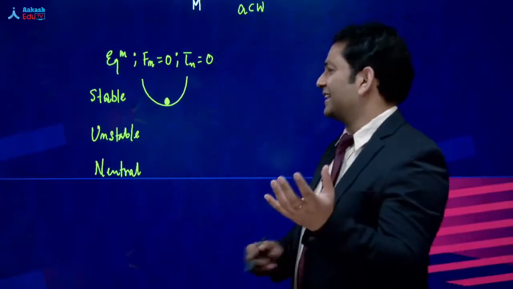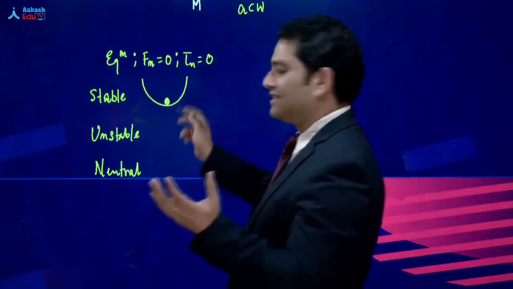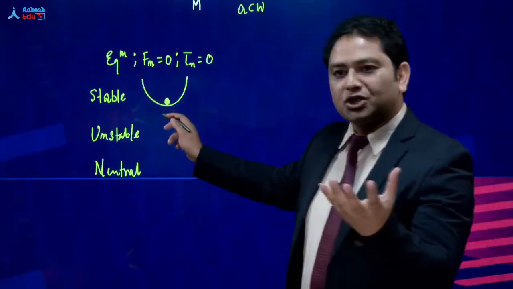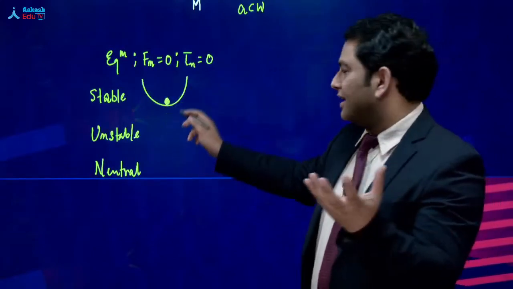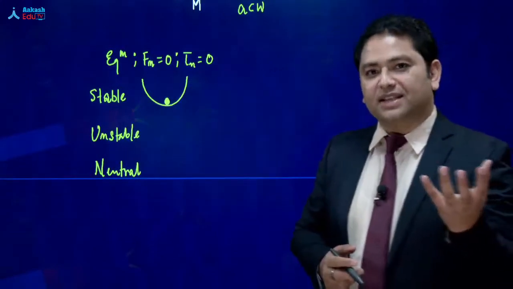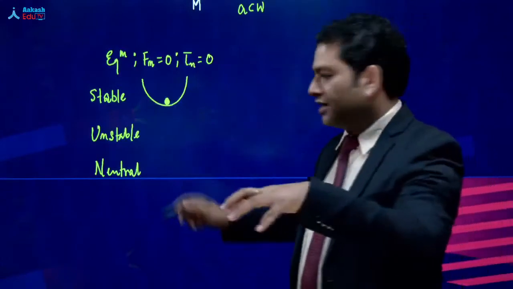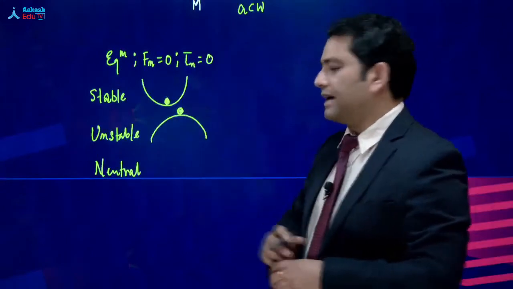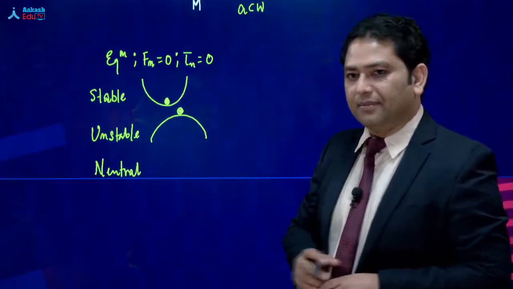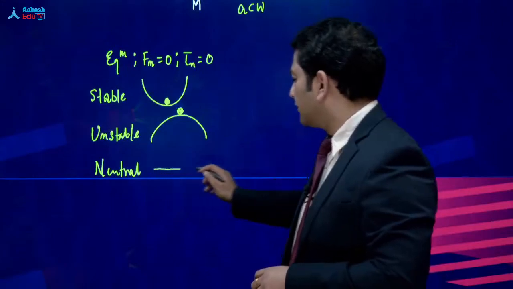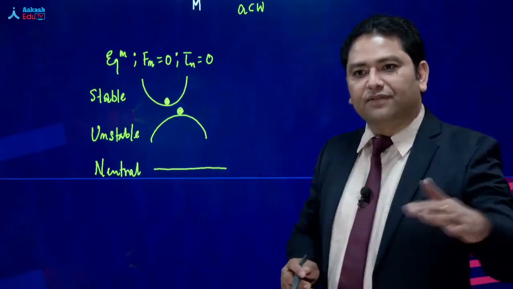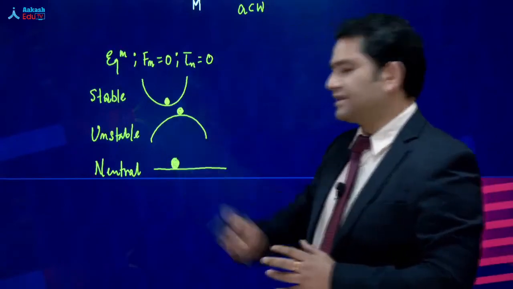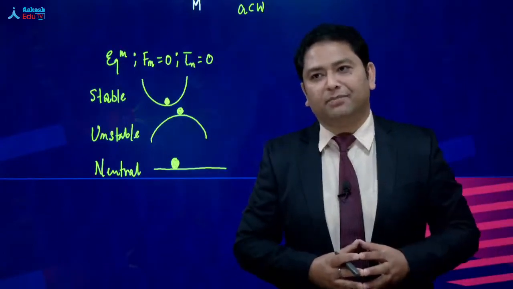All right, now let's see. There's a cup, a katori, and a small stone. This is an example of stable equilibrium. Now invert that katori, invert the cup, keep this. That's an example of unstable equilibrium. And neutral equilibrium is on a level surface. On a level surface, if you keep it here, this is the example of neutral equilibrium.